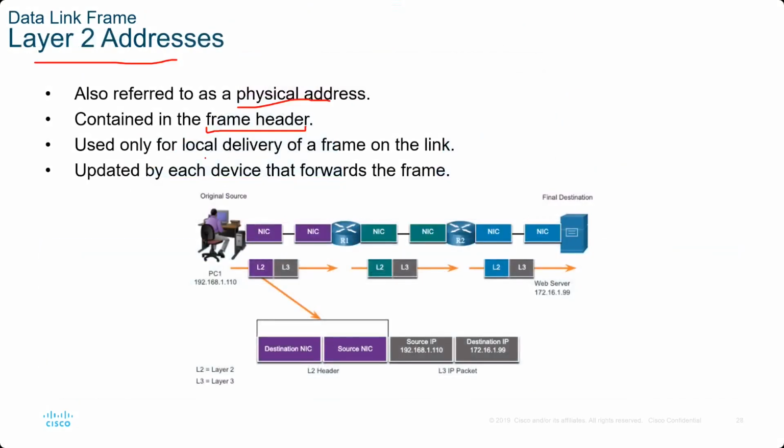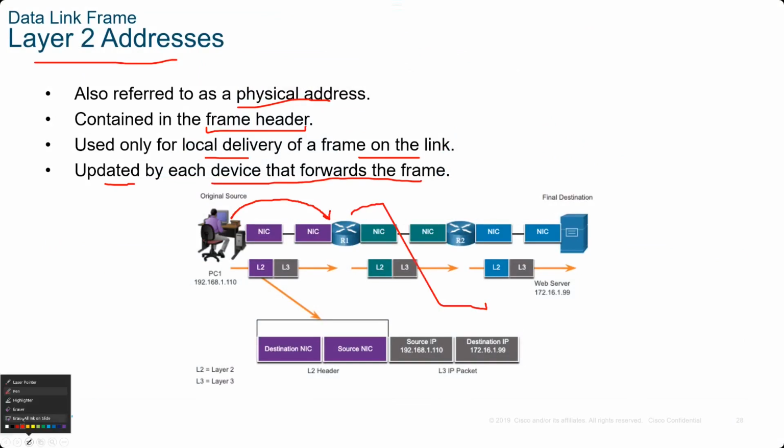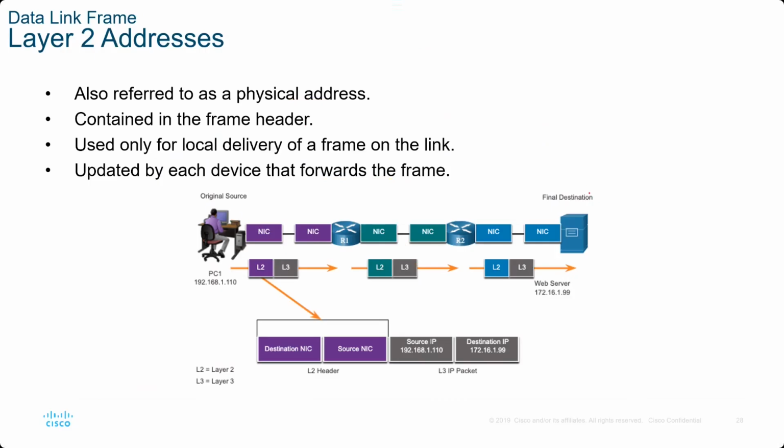They're used only on local delivery of a frame on the link, updated by each device that forwards the frame. Okay. So your computer has a network interface card. It has to send it first to R1. If it wants to send data from here to here, it must first solve this problem, how to send it to R1. And R1 has to solve this problem, how to send it to R2. And then R2 would send it to the final destination.